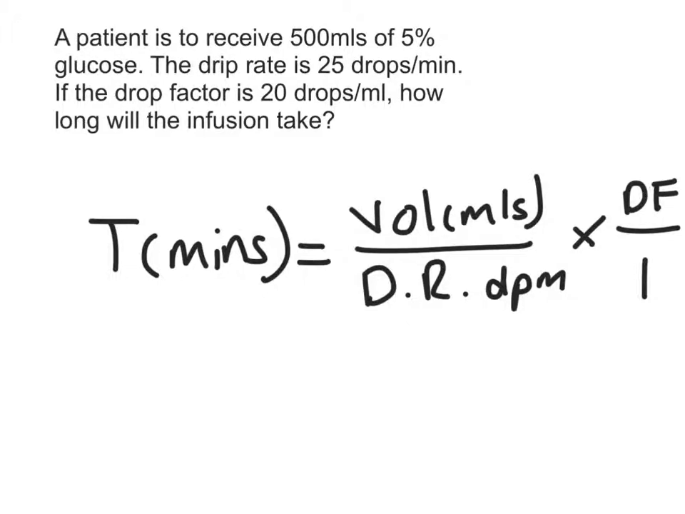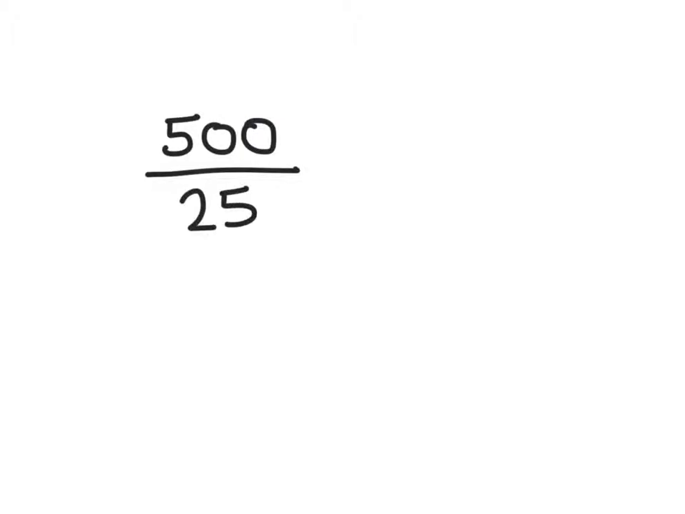medication calculations. So the next thing we have to do is to insert the information that we've got in this problem into that formula so that we can set it up and start to think about solving it. So our time will equal our volume, which is 500 ml, over our drip rate of 25 drops per minute, multiplied by 20 drops per ml over 1.